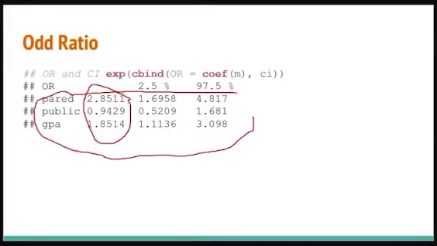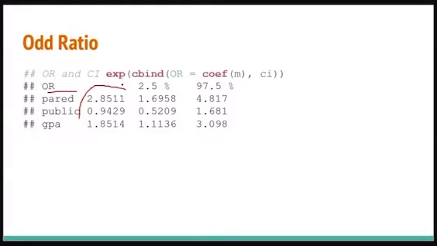Does that make sense? Now, take a look at this. Point estimate of odds ratio, and this one, the confidence interval for each odds ratio. For instance, for parent education, the odds ratio is 2.8511, and the confidence interval starts from 1.6958. Now the question is, how do we interpret an odds ratio? I want to show you how we interpret it. For instance, how do I interpret that 2.85, which is the odds ratio?